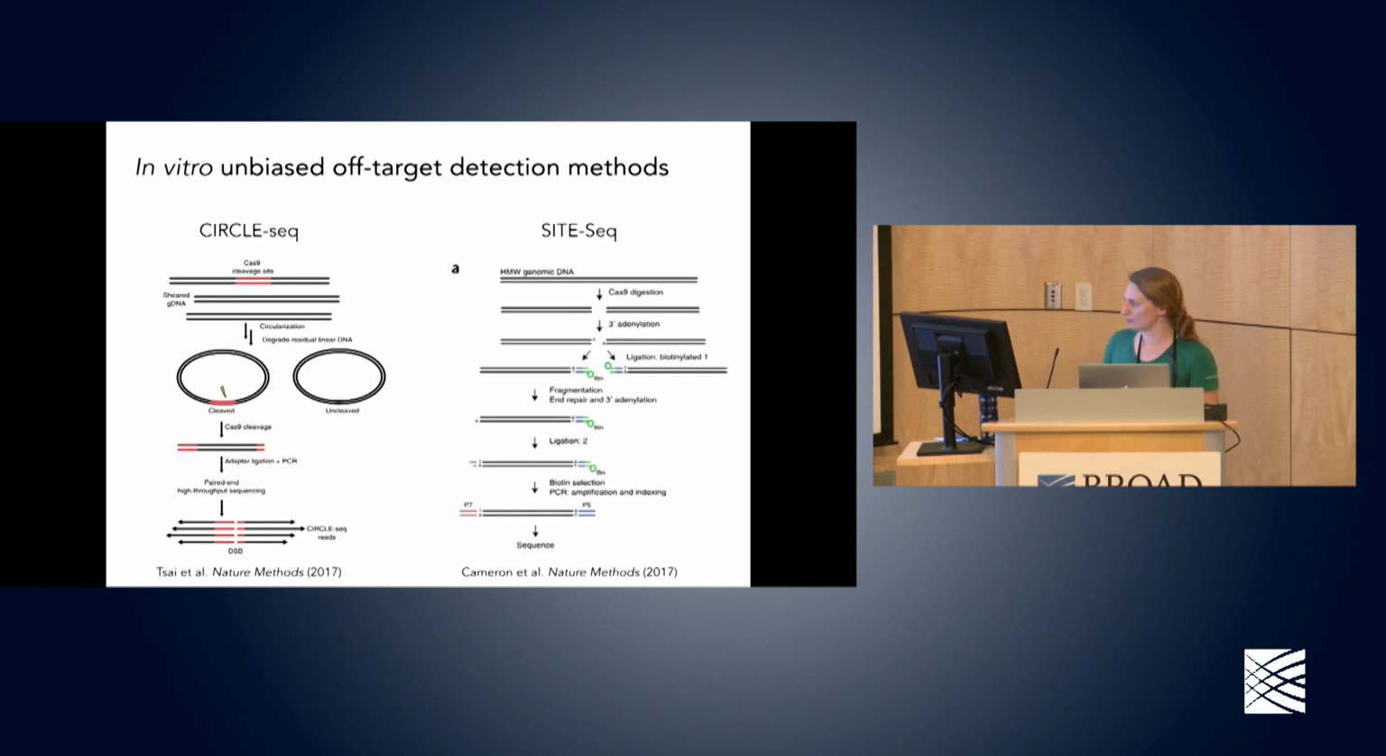Additionally, published very recently, are two other in vitro methods to do unbiased off-target detection. These are Circle-seq as well as SITE-seq. And so these might be additional methods that one could use to detect off-target cleavage events within a cell.